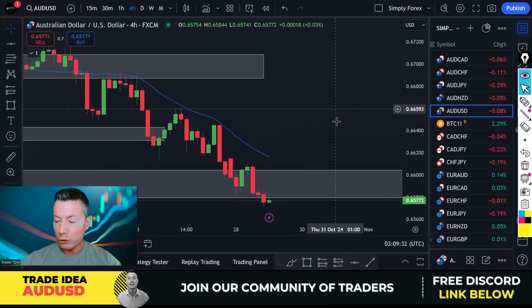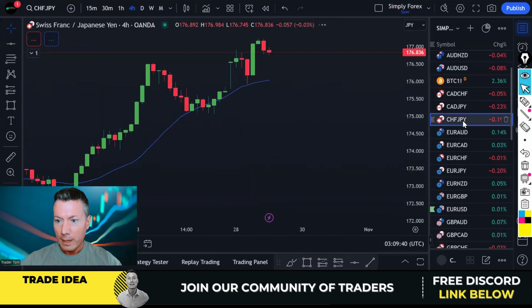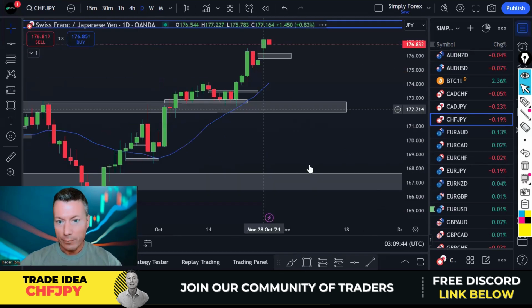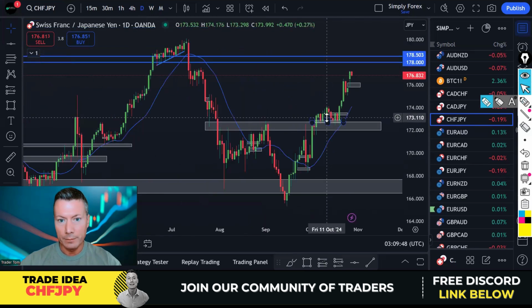Right, the next trade we are looking at is Swiss franc yen, right? Because we were looking at Swiss franc strength. And we're also seeing a bit of yen weakness, as I said at the start. And if we drop to the day chart, again, right, if I zoom out, we've got a bit of room up to 178 and even 178.50.